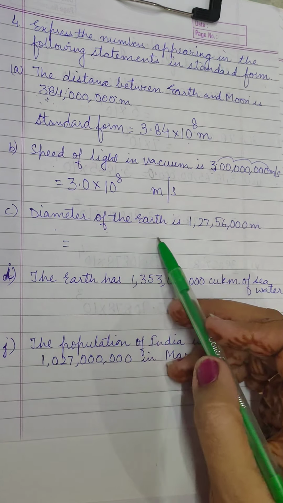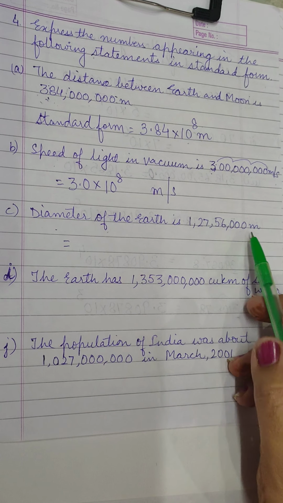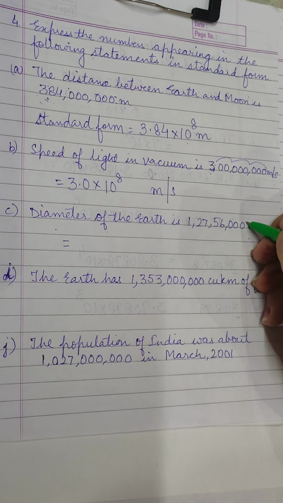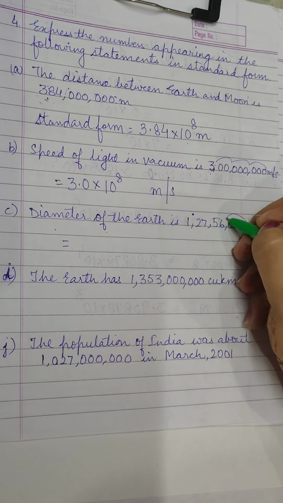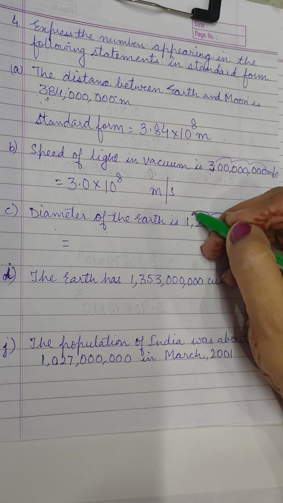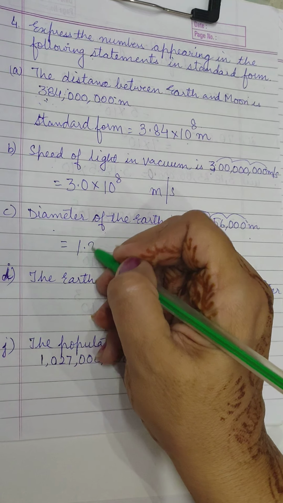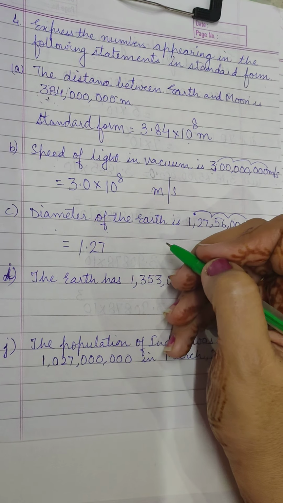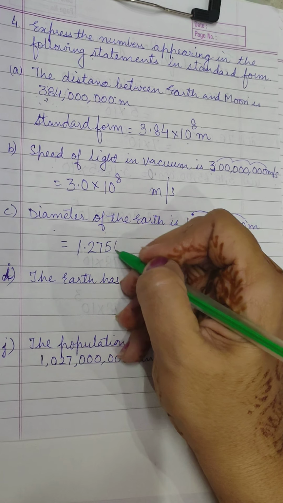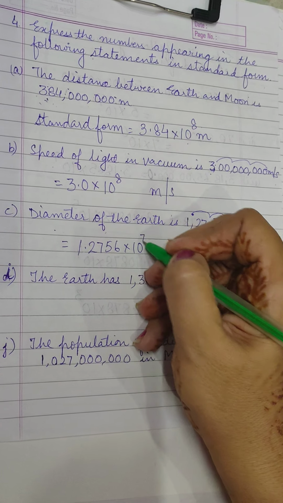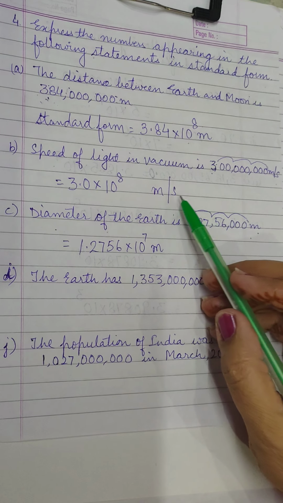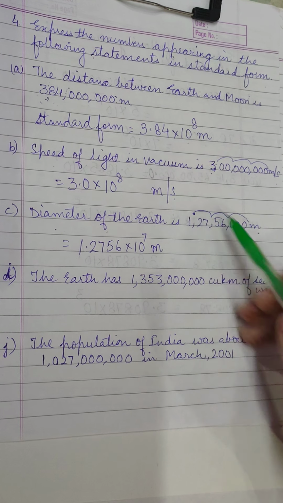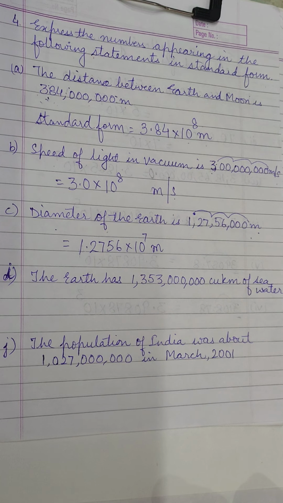C part is the diameter of earth is this. Again the decimal lies there at the back. So the decimal has to move to after 1 here. So 3 plus 2, 5 plus 2, 7. So 1.2756 multiply 10 to the power 7 meters. Here the units which are given in this statement are also to be written along with the standard form of the numbers.